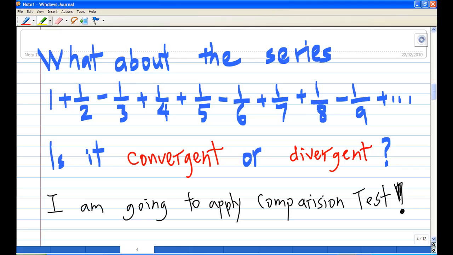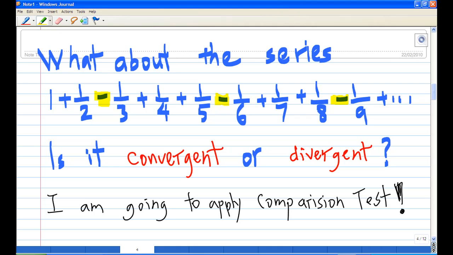Now, what about the series 1 plus 1/2 minus 1/3 plus 1/4 plus 1/5 minus 1/6 plus 1/7 plus 1/8 minus 1/9 and so on? So every third term has a minus sign. Is it convergent or divergent?